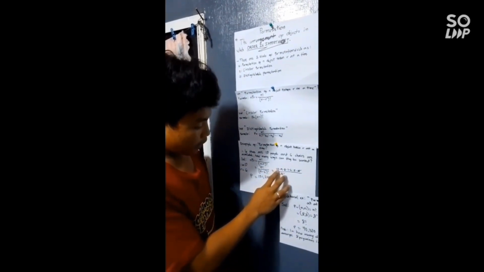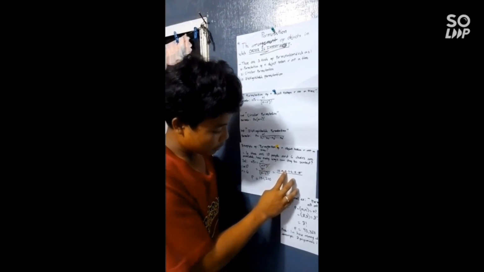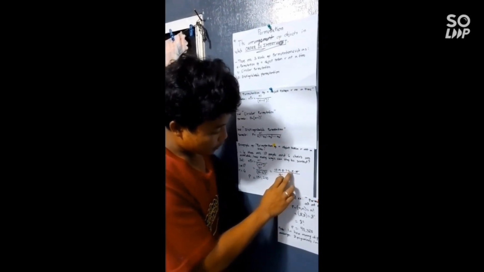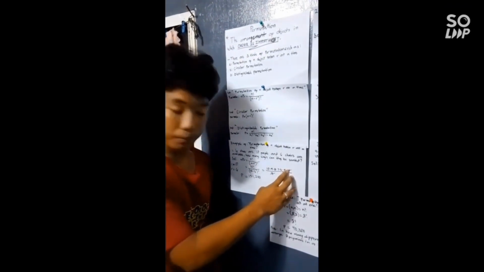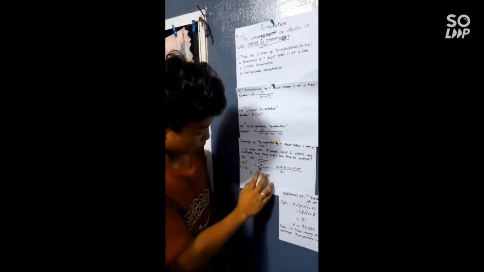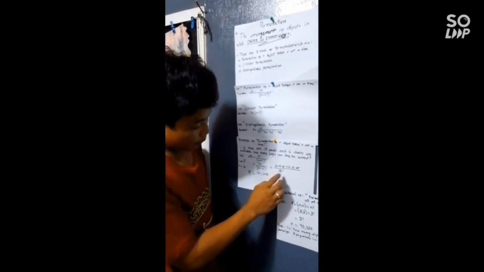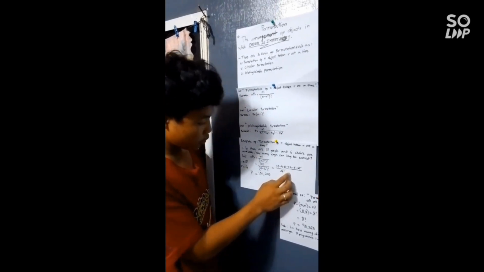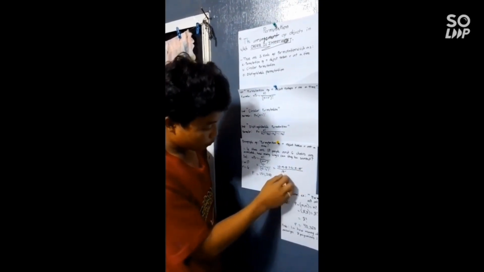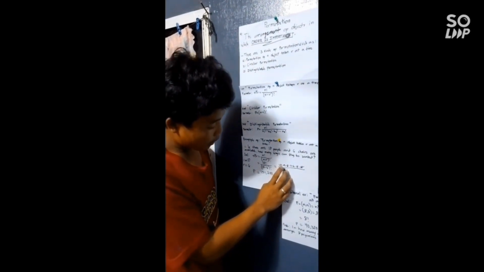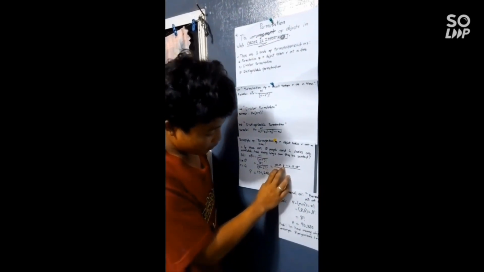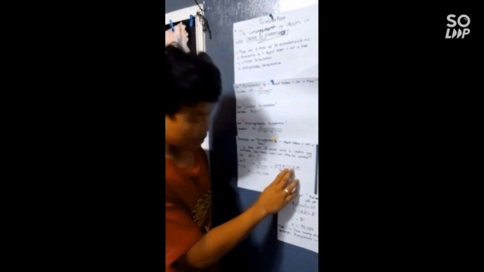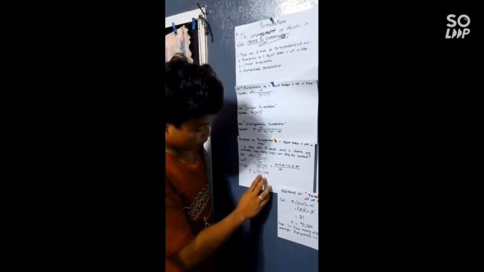So we have 10 times 9 times 8 times 7 times 6 times 5 times 4, and the result of 10 minus 6 is 4, so we have 4 times 3 times 2 times 1. So we eliminate the 4 factorial. The result of 10 times 9 times 8 times 7 times 6 times 5 is 151,200.